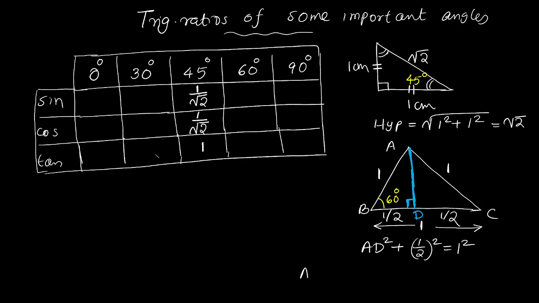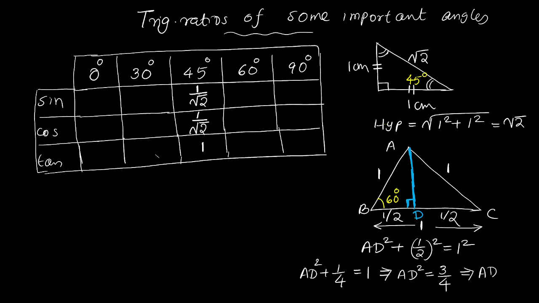So AD square plus 1 by 4 is equal to 1. Or AD square is equal to 1 minus 1 by 4. You can ask me doubt after this. AD square equal to 1 minus 1 by 4. Let me reduce steps. 1 minus 1 by 4 is 3 by 4.